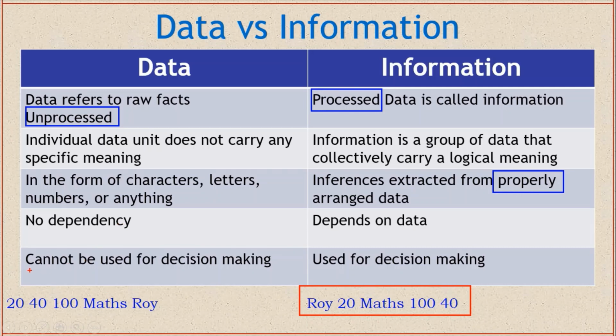Next, final point is data cannot be used for decision making. If something is like this, which is very difficult to understand unless it is processed. But processed data, which is called information, can be used for decision making. So here is the difference between data and information. Just remember that data refers to raw facts, whereas information is processed data. This is the important point which you need to remember.